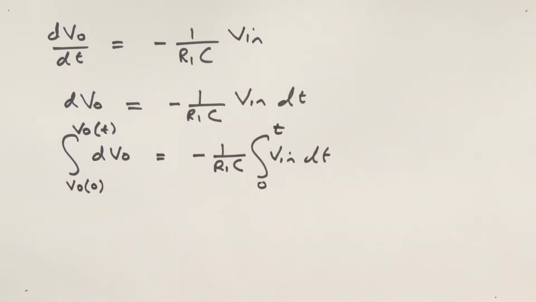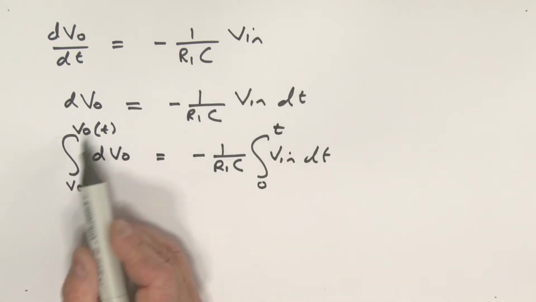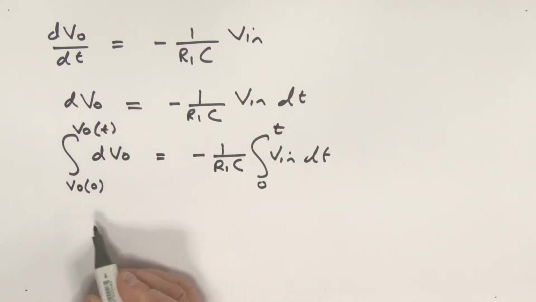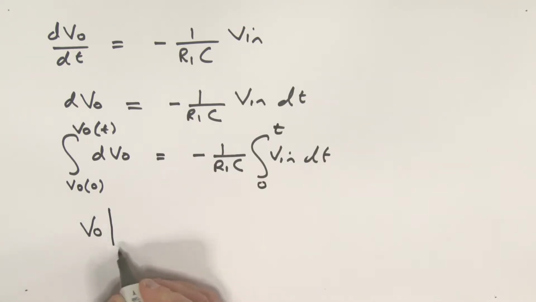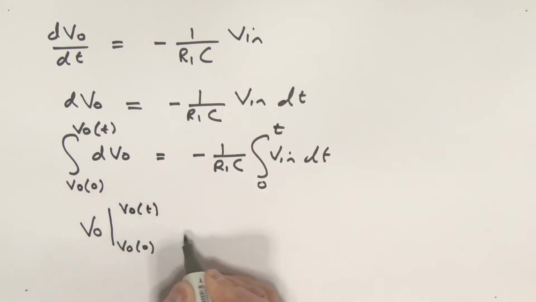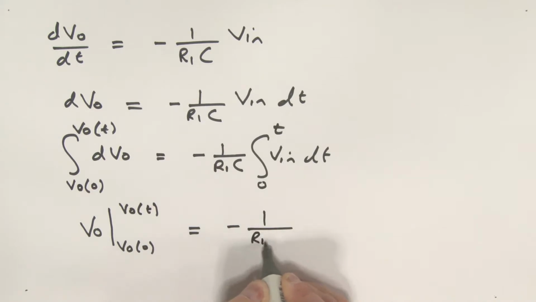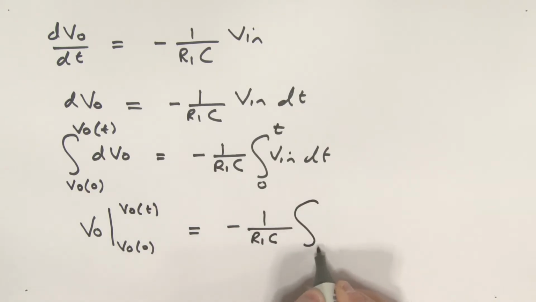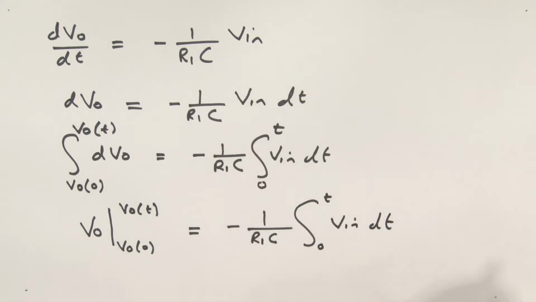All right, let's see now if we can actually perform this integration here. So what do we have here? Performing this integration here, we simply have VO. And VO, of course, is going to be between the limits of VO value at time 0 and the VO value at time t. And that is, of course, equal to minus 1 over R1C, and we're integrating between 0 and t the input voltage dt.